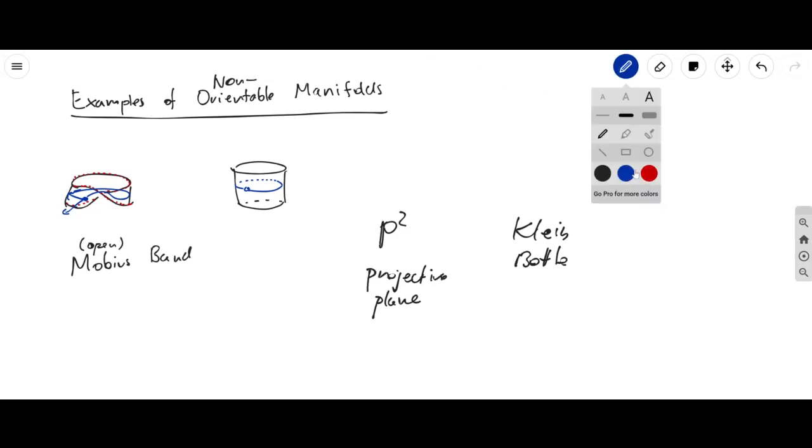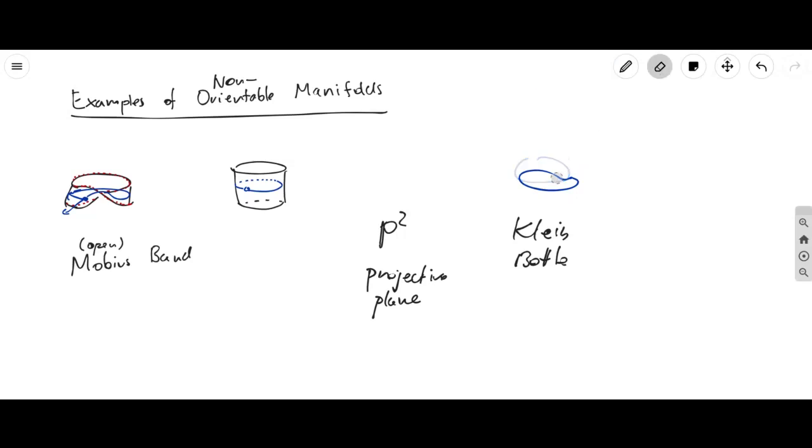And that basically has to do with the fact that the charts, when they overlap, cannot face the same way. There is no way to orient it, because as you move from one chart to the other chart, it's as if you end up on the other side of the chart. So that's the intuition for why these kinds of spaces are not orientable.